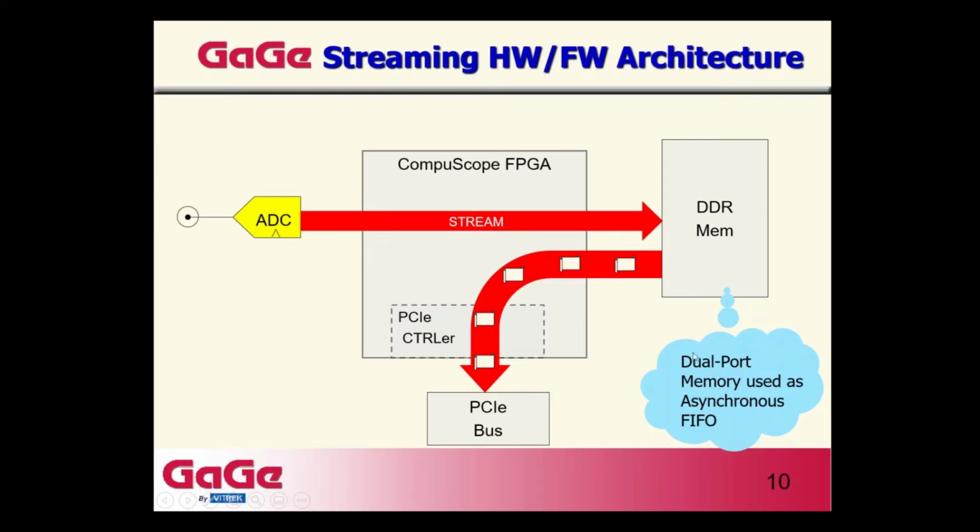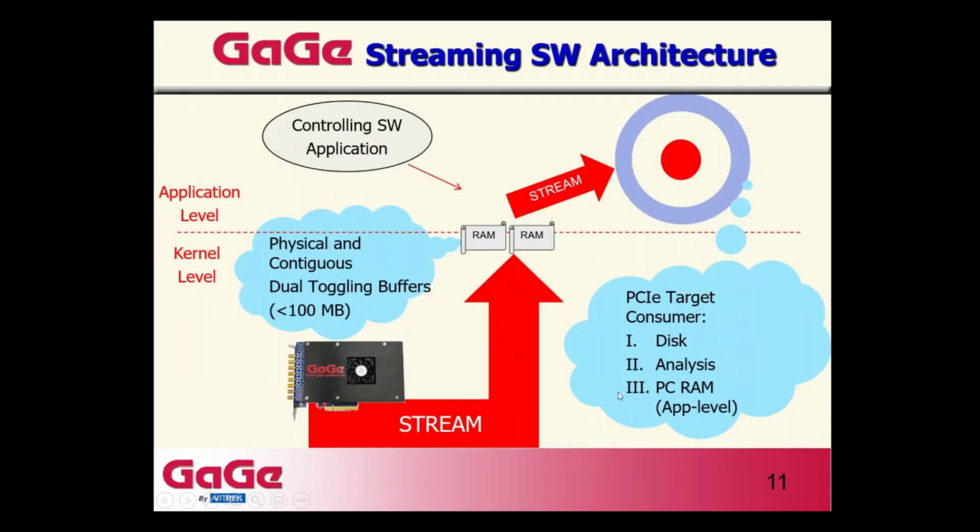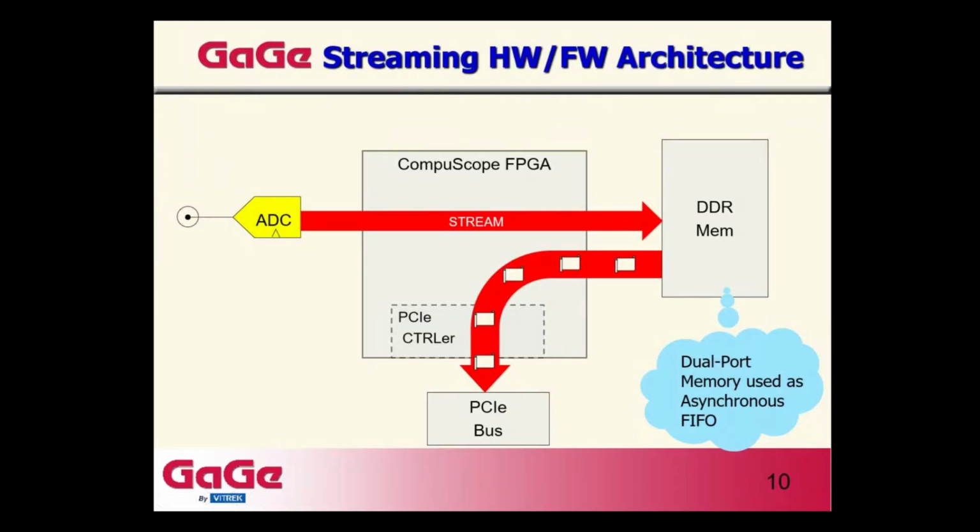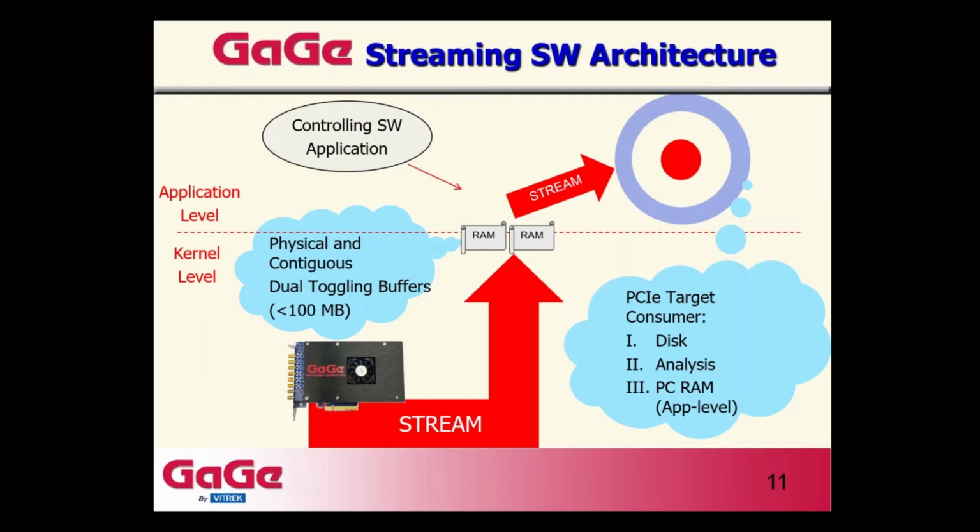But again, if there were for some reason data loss, you'd know about it because we would issue this FIFO overflow flag. So that was, I should have said, the hardware and firmware architecture, the streaming architecture on our Gage CompuScope digitizers. How does the software work?